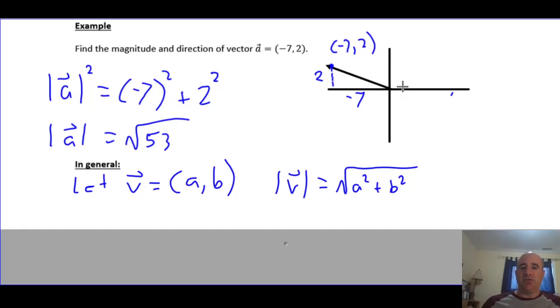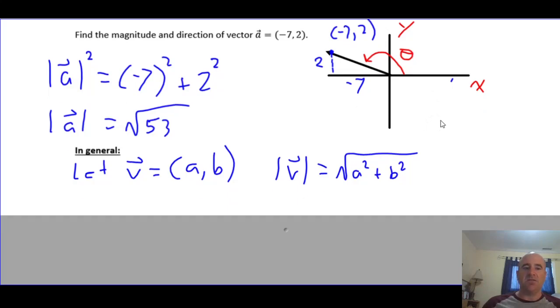Now let's move on to the direction. The only thing we have to reference a direction is the XY grid. So how do we talk about direction? Well, it's standard practice to talk about the direction the vector makes with the positive x-axis. And we usually call that angle theta. That's the standard way for talking about angles on the Cartesian plane anyways.